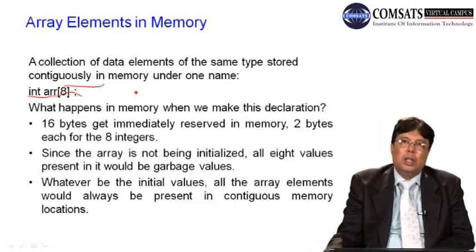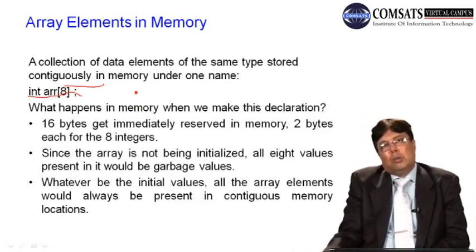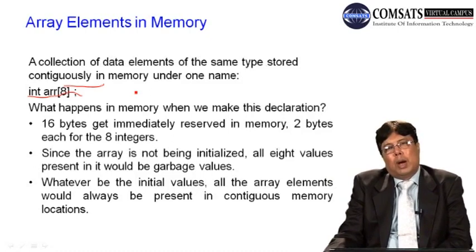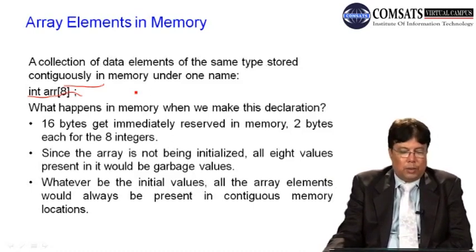But suppose if the integer size is 4 byte, तो फिर कितना होगा? 4 into 8 is 32 bytes. So 32 contiguous bytes should be allocated by the system, means कि memory की 32 bytes will be reserved.